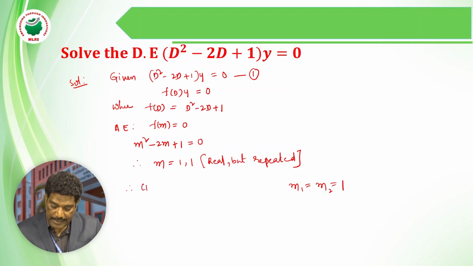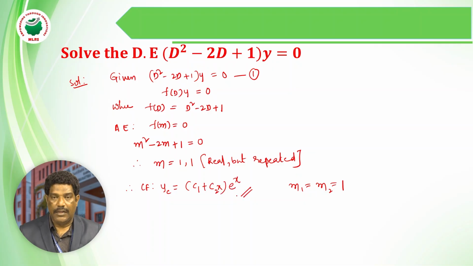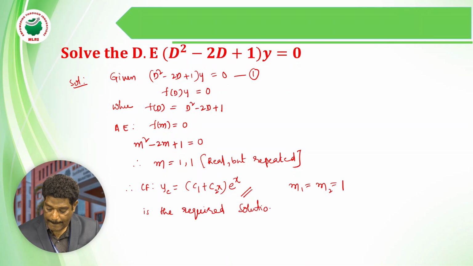In this case, we can write the complementary function CF is yc equals to (c1 plus c2 x) into e to the power of x. This is the required solution. Whereas C1 and C2 are arbitrary constants.